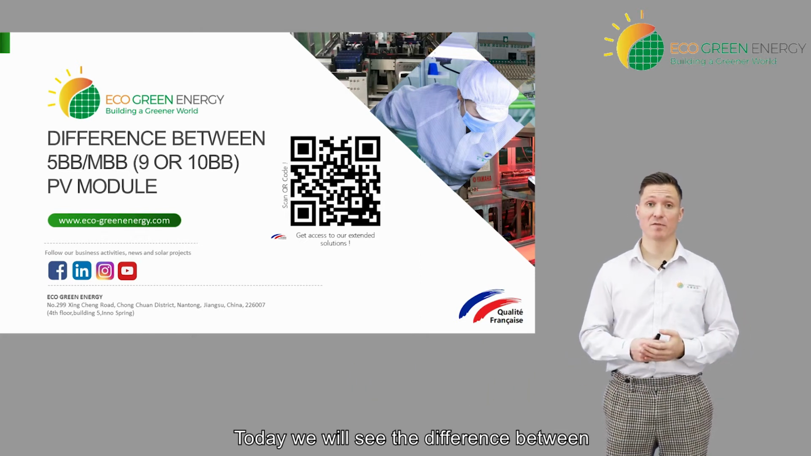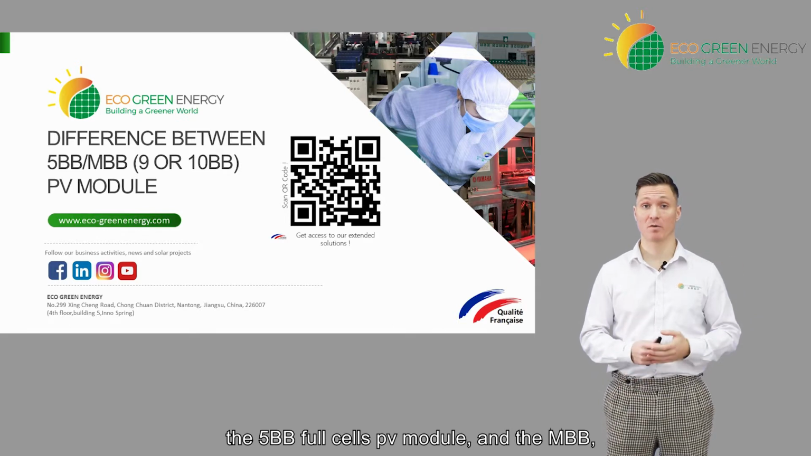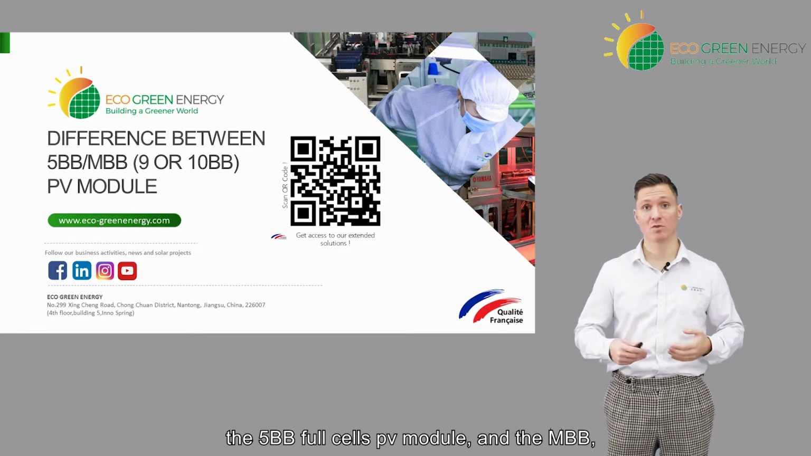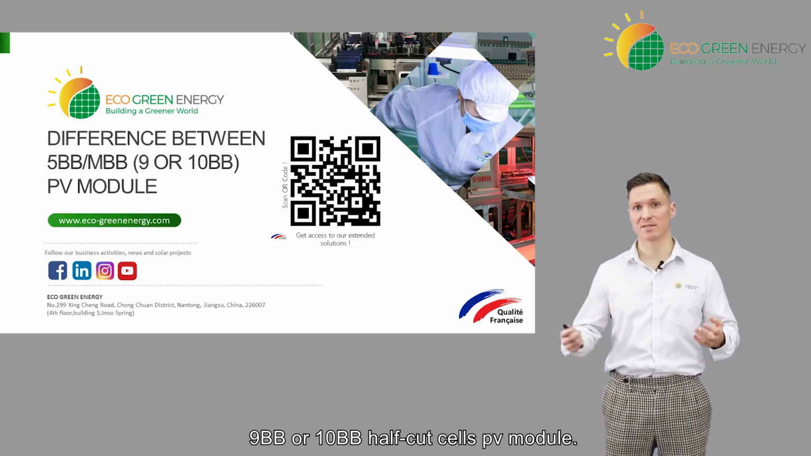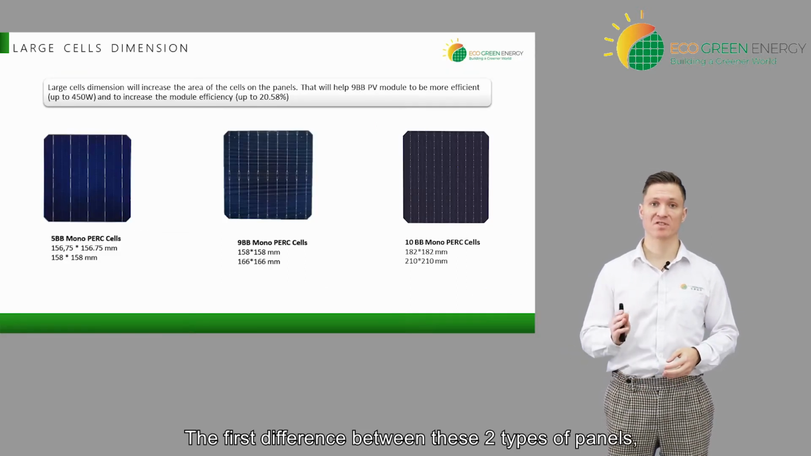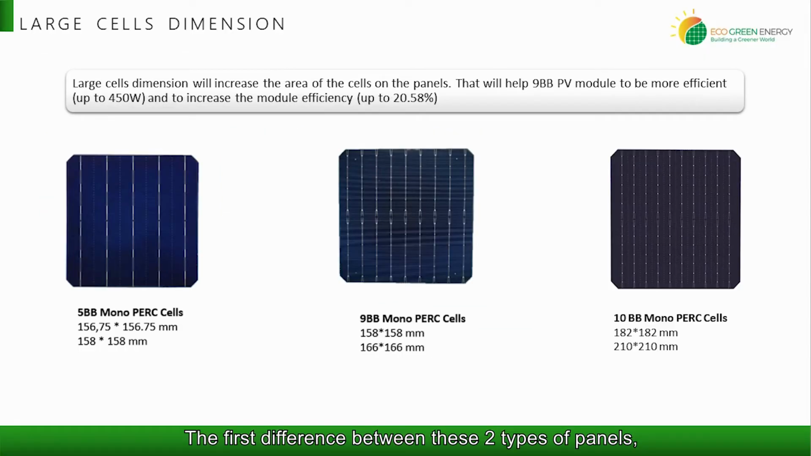Today we will see the difference between the 5 busbar full cells PV module and the multiple busbar MBB 9 or 10 busbar half-cut cells PV module. The first difference between these two types of panels is the dimension of the cells.